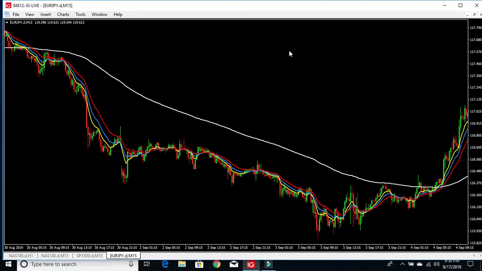This indicator is already tested. Forward testing and back testing is already done. I'm currently sitting on my laptop on an IG live graph of EUR/JPY, and the dates are August, September, this current month.